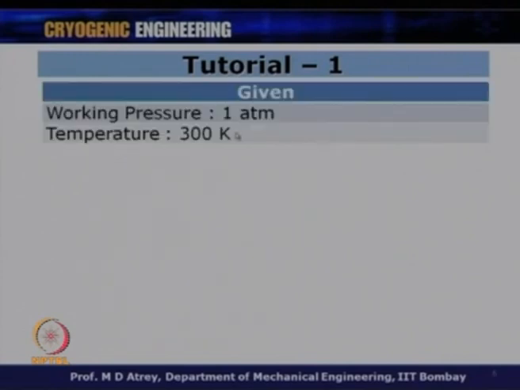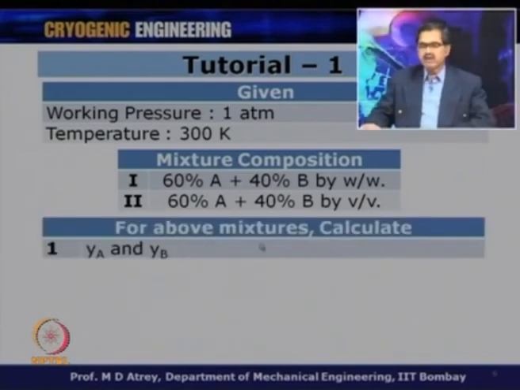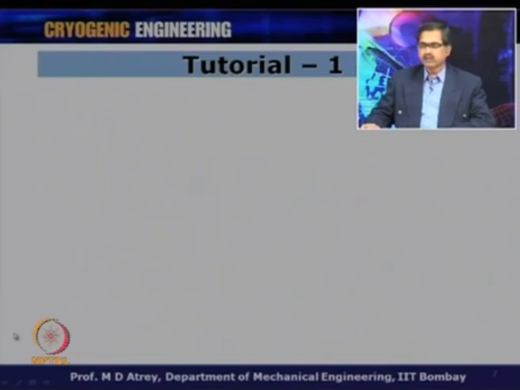So, working pressure is 1 atmosphere, temperature is 300 Kelvin. The mixture compositions in case 1 are 60% A and 40% B by weight, that is weight of A and B per weight of mixture, or 60% A plus 40% B on a volumetric basis. For the above mixtures, calculate Ya and Yb. What are Ya and Yb? They are the molar fractions of A and B. That is what the problem statement is.